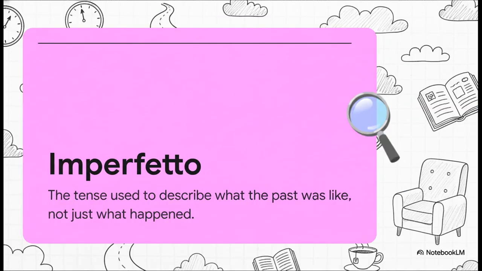Exactly. That's it right there. The imperfecto is basically our paintbrush for the past. We use it to describe ongoing situations, habits, the background scenes. I love this analogy. Think of it less like a spotlight on one single finished action and more like the mood lighting for the entire stage.